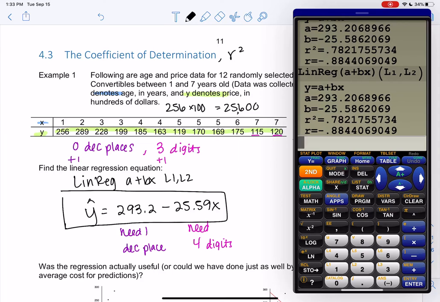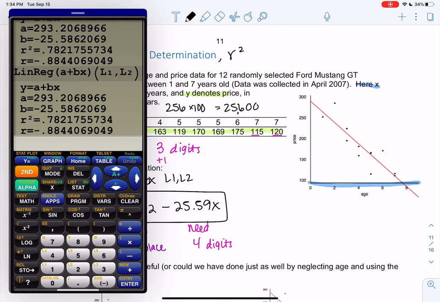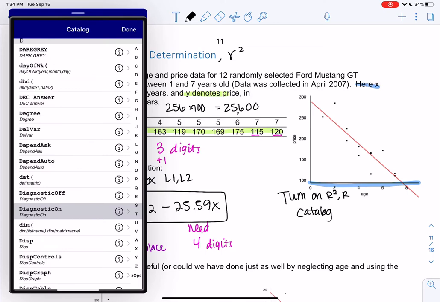If you can see r and r squared on your calculator, great. You don't have to do anything. If you do not have those, I'm going to tell you how to turn them on. You only have to turn them on once, and then you don't have to go through this process again. So what you're going to do is you're going to hit the button that says catalog, which is at the bottom. It's second 0.